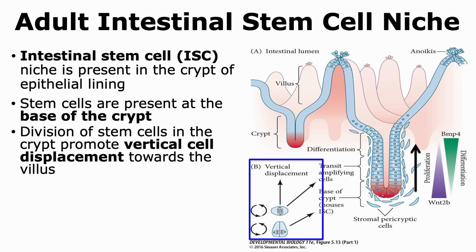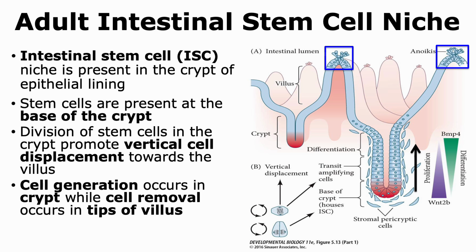So it is at the crypt where we have cell division or cell generation. While cell generation occurs in the crypt, cell removal tends to occur at the tips of the villus that are shown in the blue box. The rapid turnover that happens in the epithelial lining of the intestines is due to the removal of cells at the villus. And a lot of times the cells that get detached at the villus undergo cell death because of the process of anoikis.